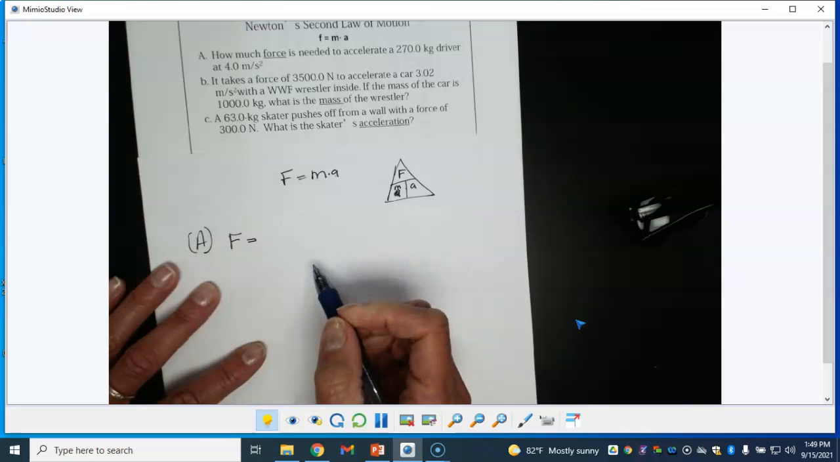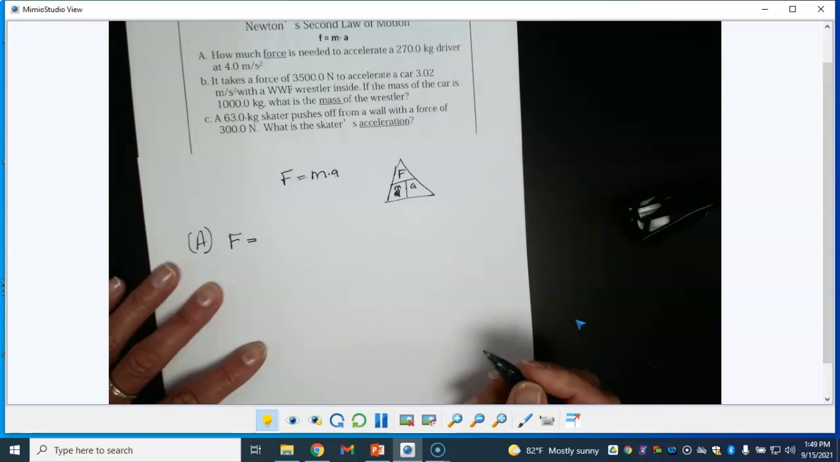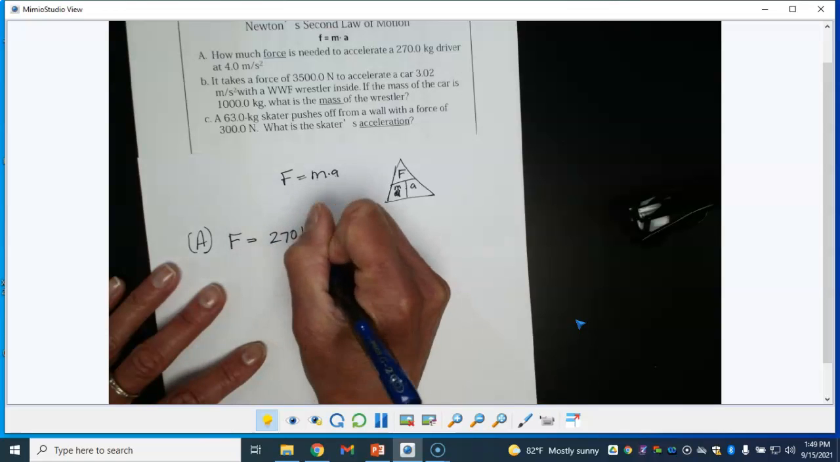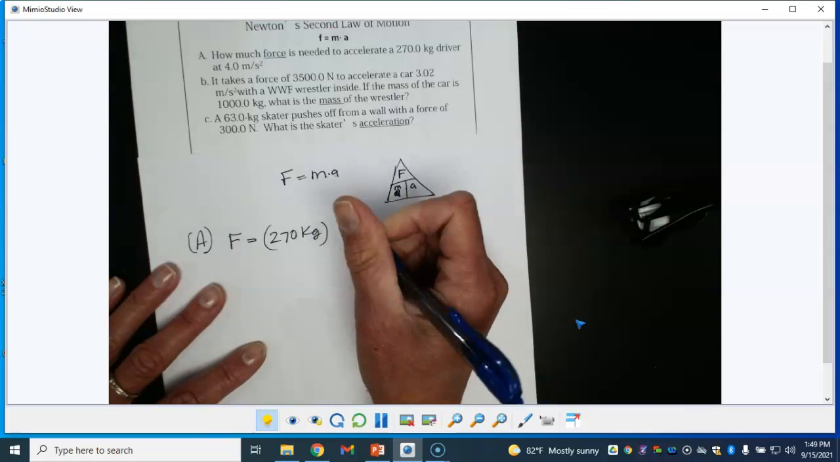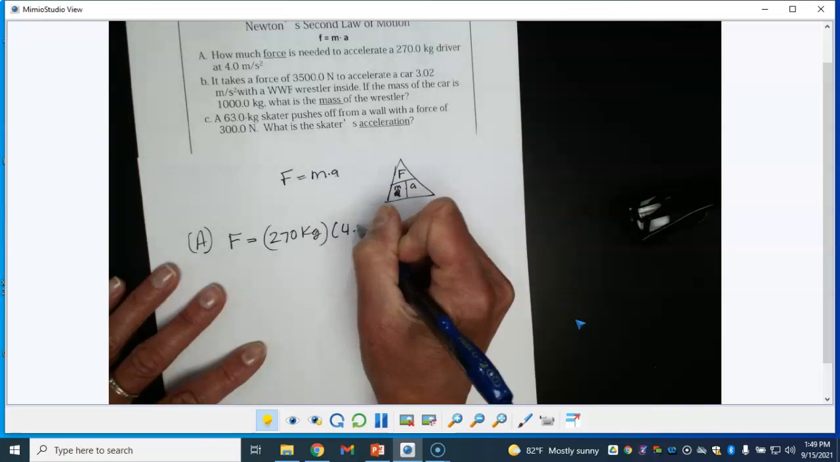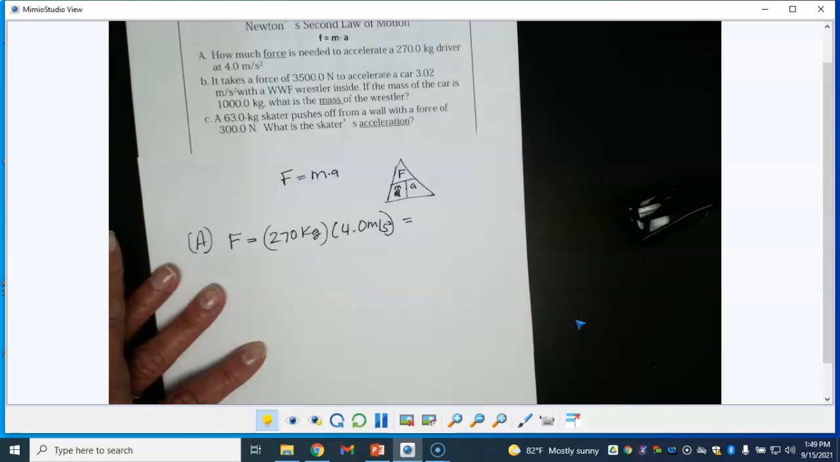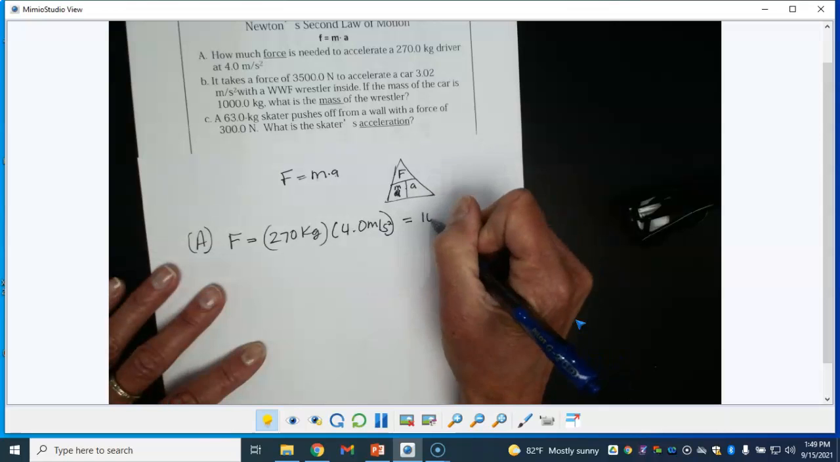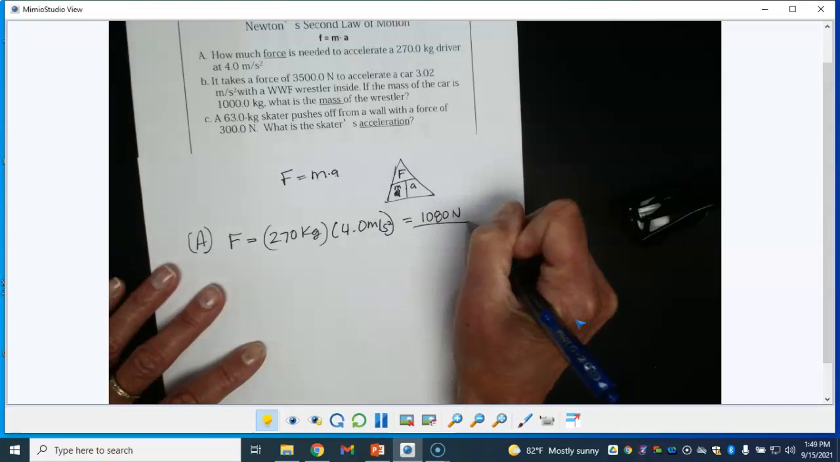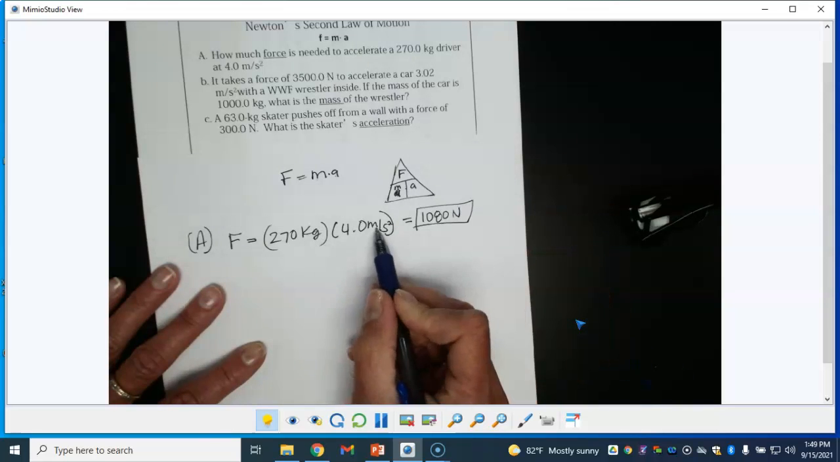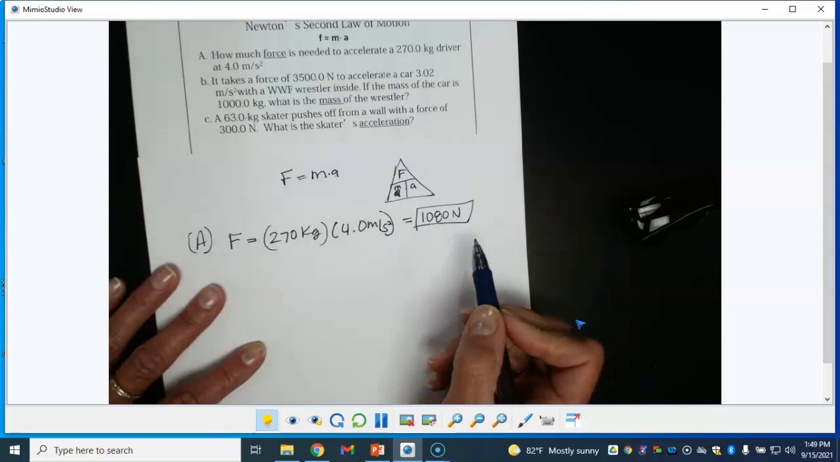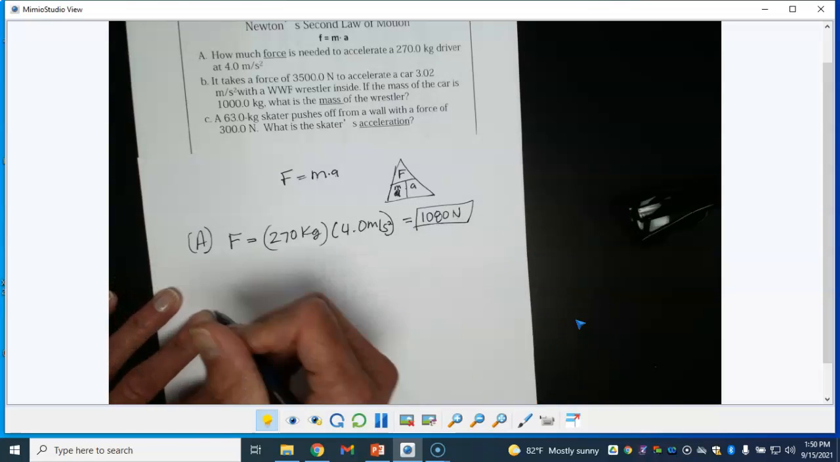It says how much force is needed to accelerate a 270 kilogram driver at 4 meters per second squared. So we're just going to plug it in. 270 kilograms times the acceleration is 4.0 meters per second squared. So 270 times 4 gives us 1,080 newtons. So a kilogram times meters per second squared gives us a newton. So force is measured in newtons.